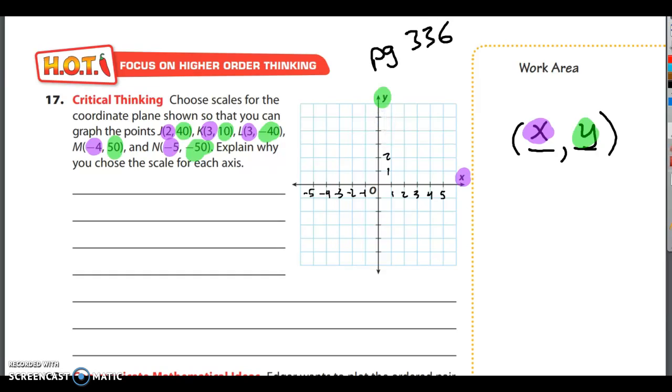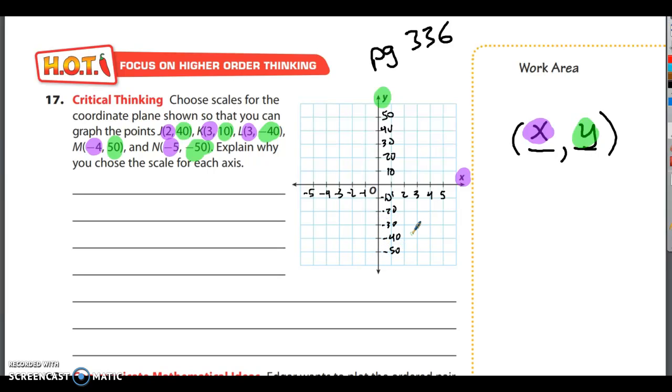But actually, that gives me an idea. How high do I need to go up to? I need to go up to positive 50. Instead of going by ones, what could I go by? Go by tens. 10, 20, 30, 40, 50. That works. Negative 10, negative 20, negative 30, negative 40, negative 50.